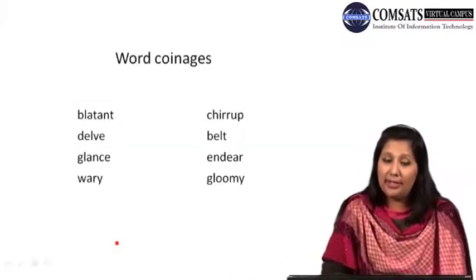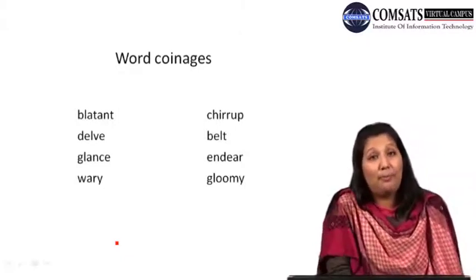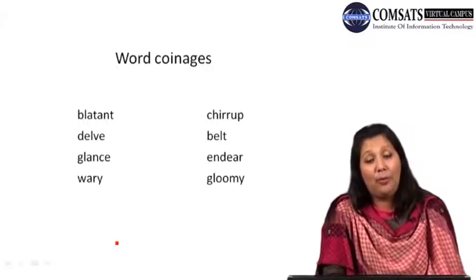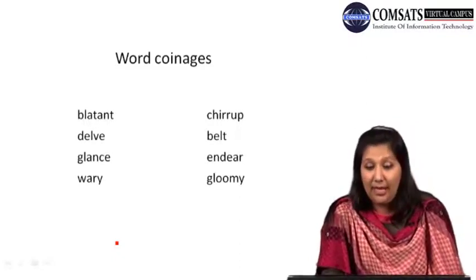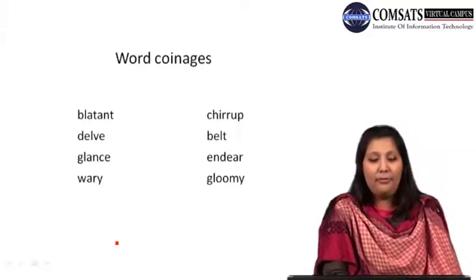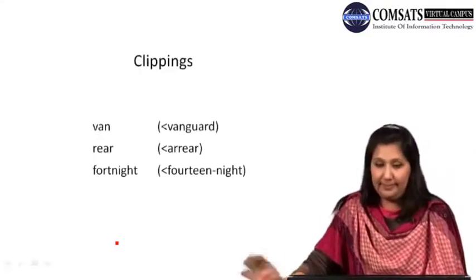Some other word coinages are, for example, the word ballotant, which has become a word now. Cherub, delf, belt, glance, endear, weary, and gloomy.